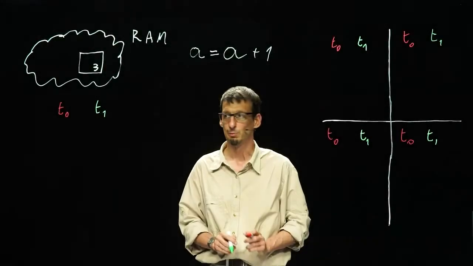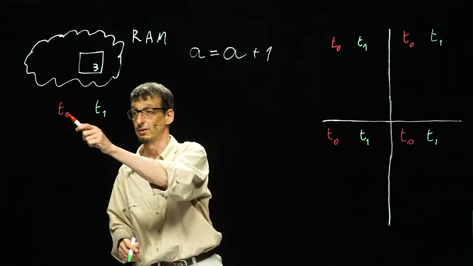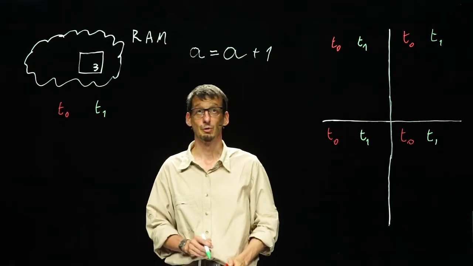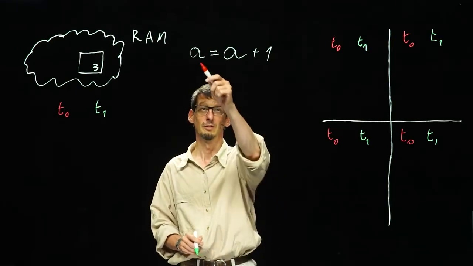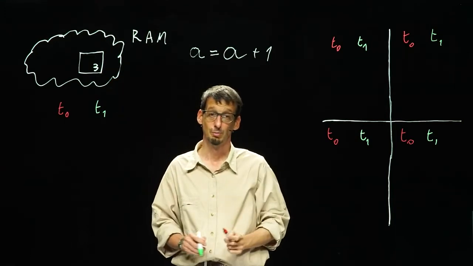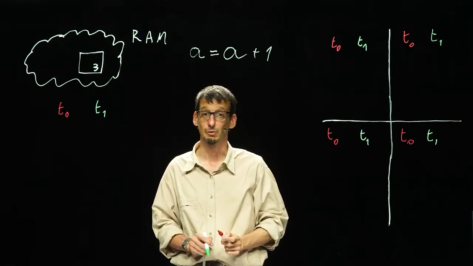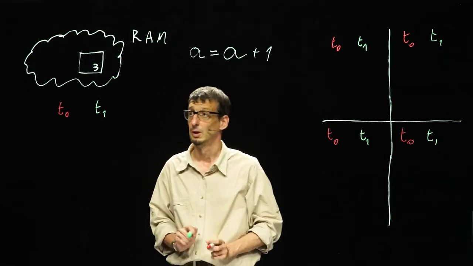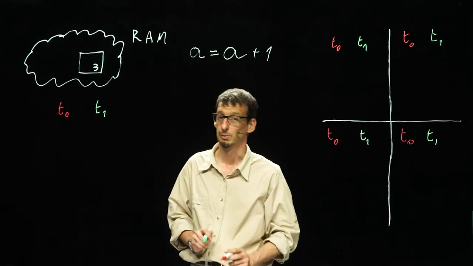So we have a multi-threaded program with two threads, T0 and T1. And each of those threads is supposed to update the variable a. Its value is 3. So if both threads update it, we expect to get 5. However, does that necessarily happen? Let's try and figure that out.